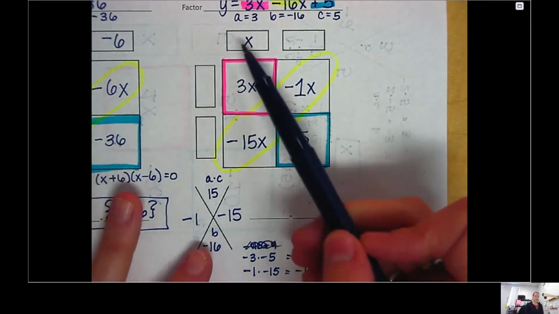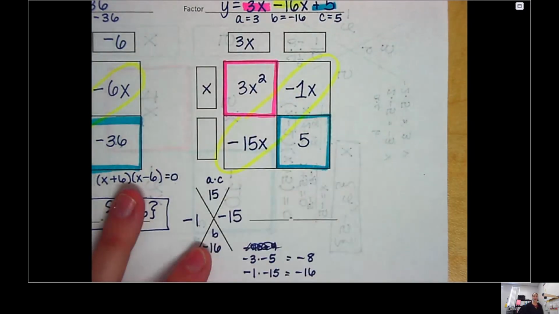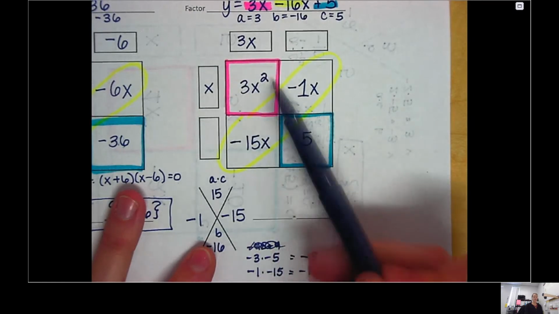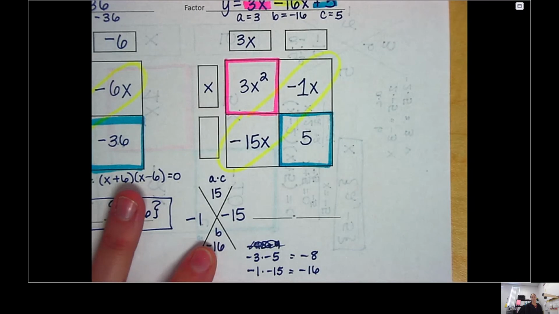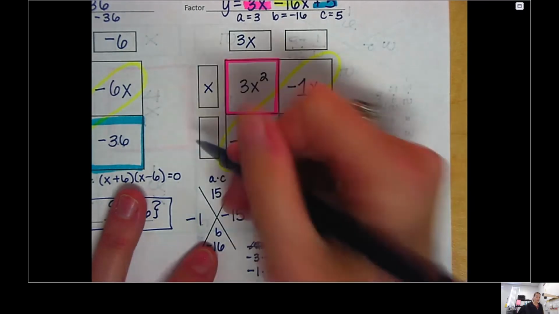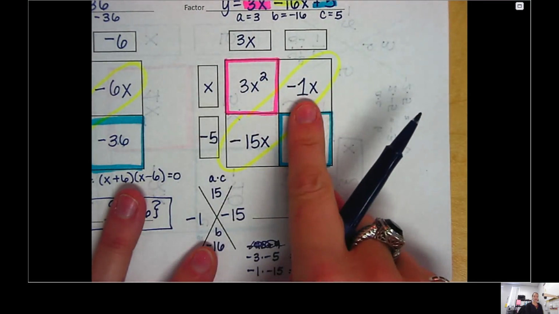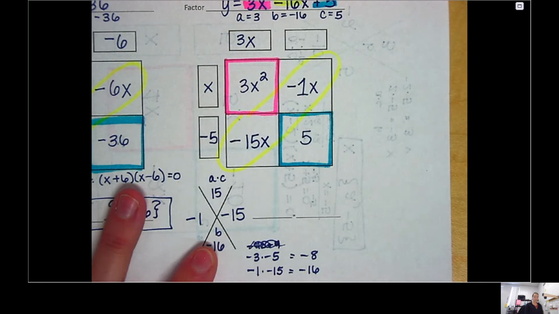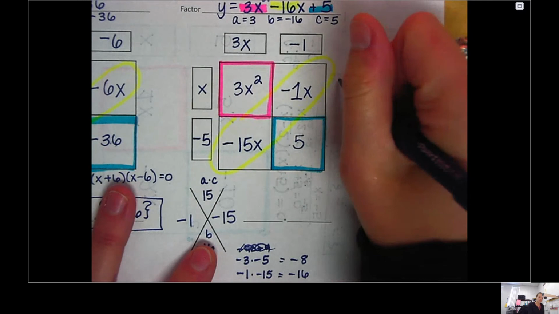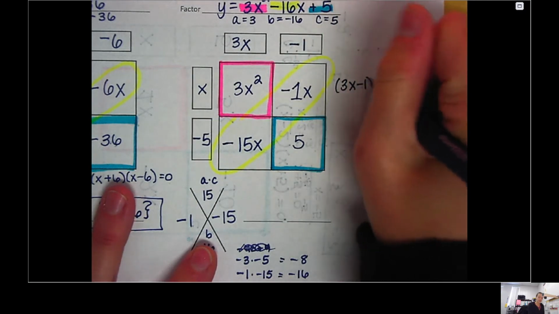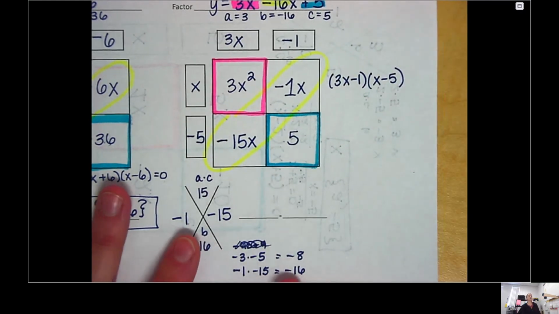Well, if you put 3x here and x here, that's fine. I agree. 3x times x is 3x squared. 3x times what gives you -15? -5. x times what gives you -1x? -1. So your factors are 3x minus 1 and x minus 5. I don't know why you're cleaning up because we are finishing up the problem.